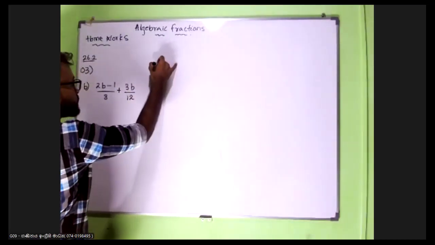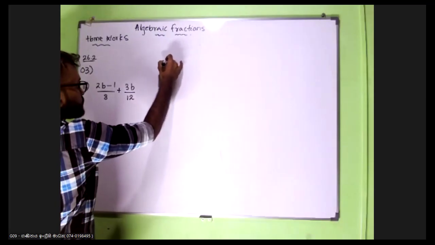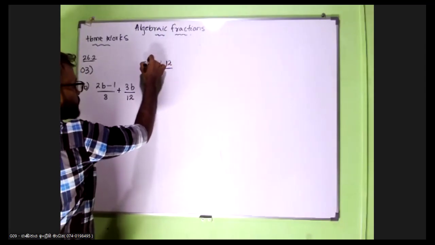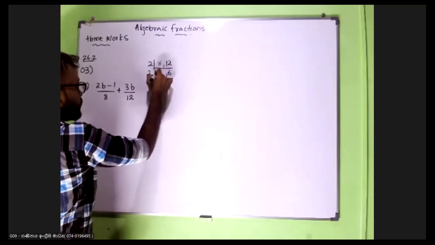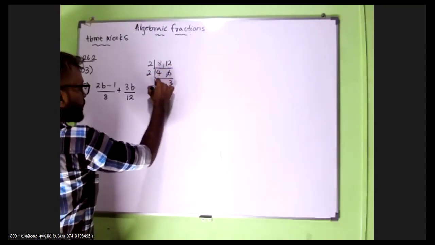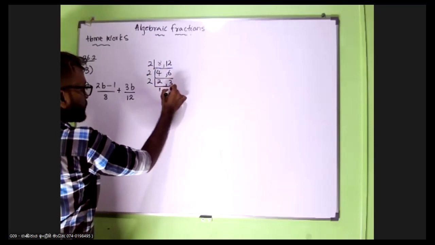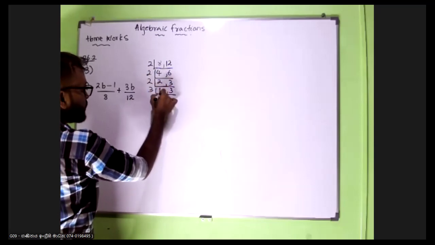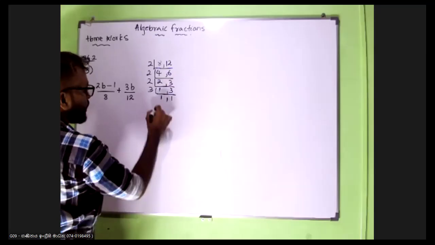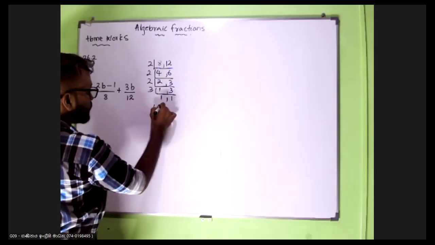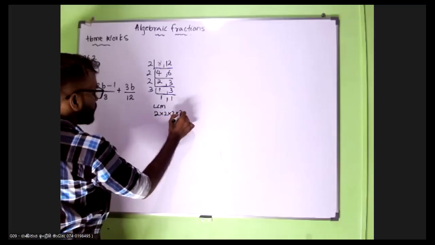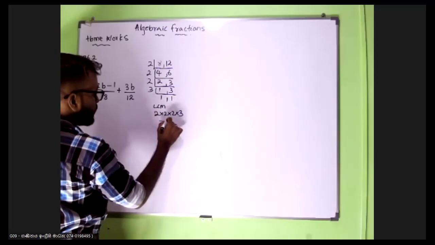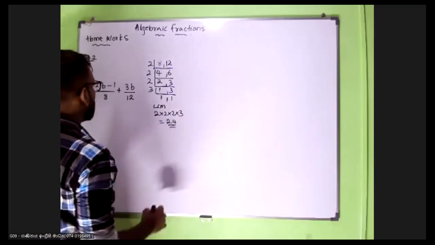Right, 8 and 12. LCM: 2 times 4, 2 times 6, again 2 times 2, 2 times 3, again 2 times 1, 3, and then you can divide this by 3. LCM will be 2 into 2 into 2 into 3, 8 times 3, 24. Common denominator will be 24.